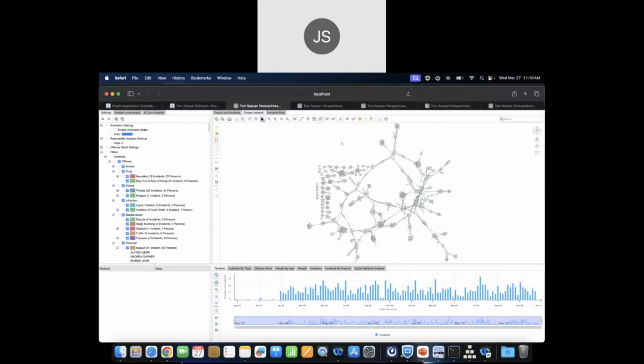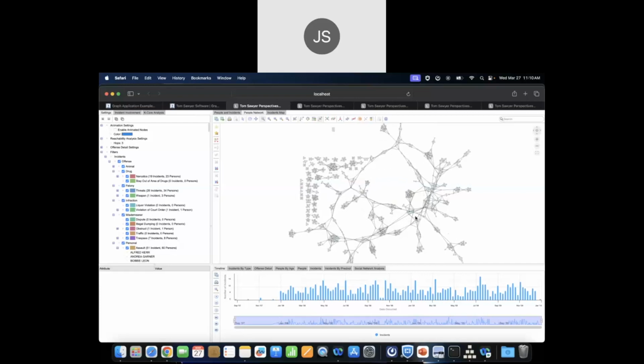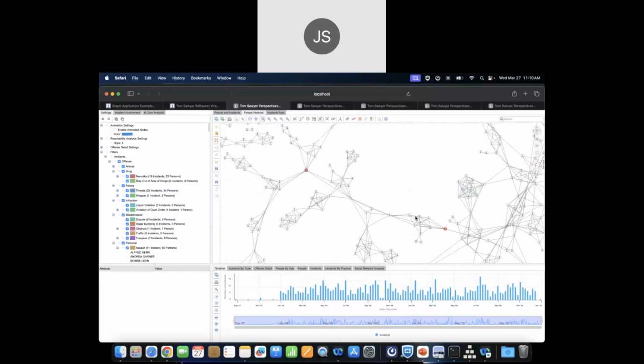So let's zoom in here. And we have found that two people here and here are of particular interest. We have found this in our investigation. So we want to focus in on this part of the crime network and understand the part of the larger network that is related to these two criminals.